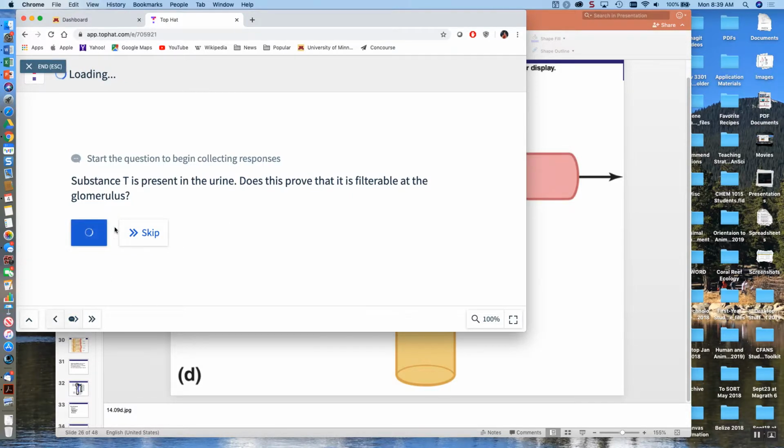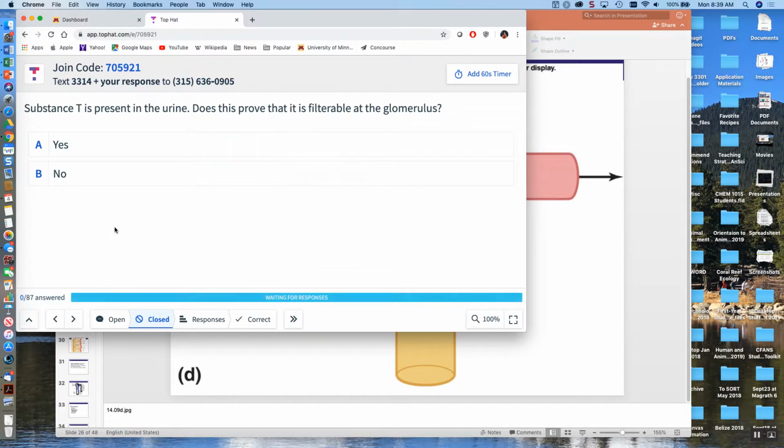This is more of a brain teaser. All right, so think about this. This could be a vitamin or a drug. If substance T is present in the urine, does this prove that it's filterable at the glomerulus? Think about the 4 different processes and give me your answer. Yes or no? You can talk to your neighbors.